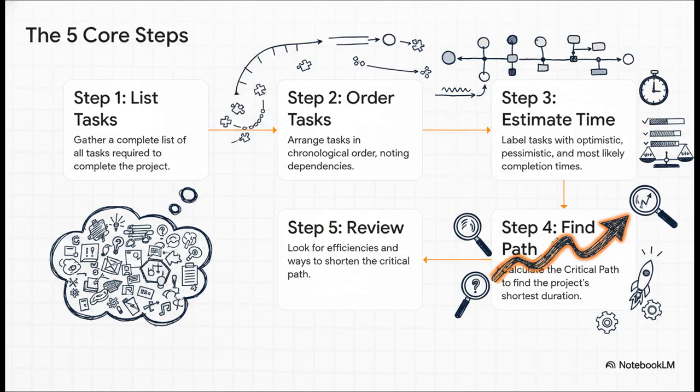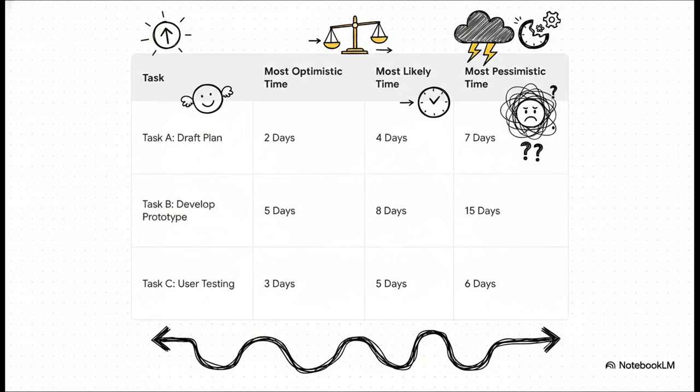But honestly, it's steps 4 and 5, calculating that critical path and then making it better. That's where the real magic happens. That's where you win. Now, let's zoom in on step 3, because this is really cool. We don't just guess one number for how long a task will take. Why? Because that's a recipe for disaster.